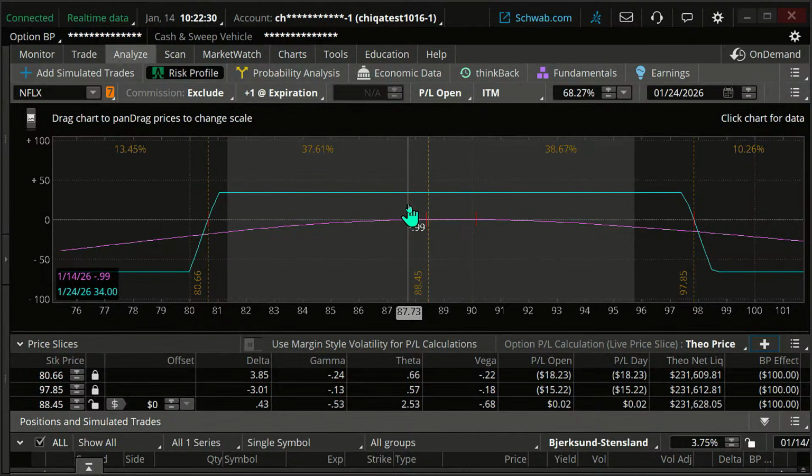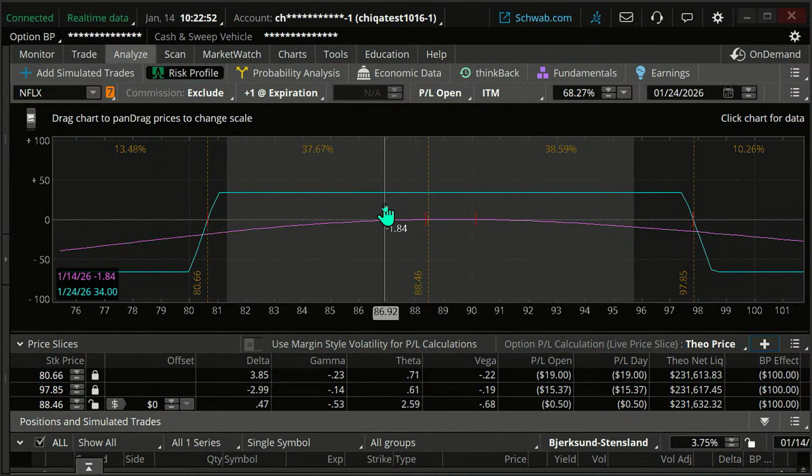The current credit on this trade is about $34. That's the most we can make, by the way. How do I know it's $34? Because I'm looking right here. I'm putting my cursor right here. I'm looking at the bottom left portion of this graph. I'm going to move my cursor for a sec. I'm going to look at that blue line in the bottom left corner of the graph.